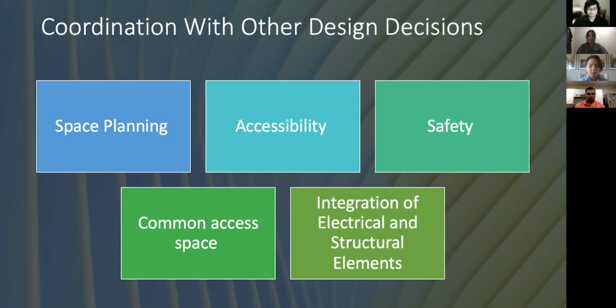And then you have integration of electrical and structural. This is just the spacing: is it under the floor system or a cellular floor system? You have to have access to both floor systems.